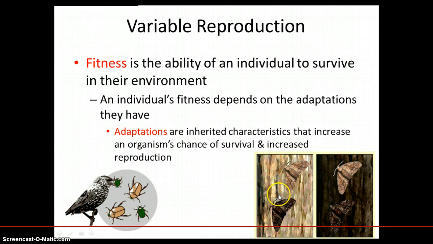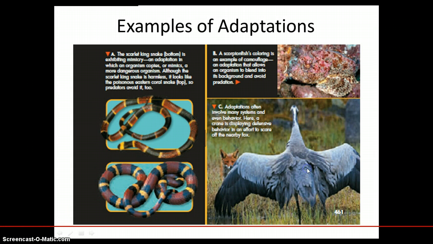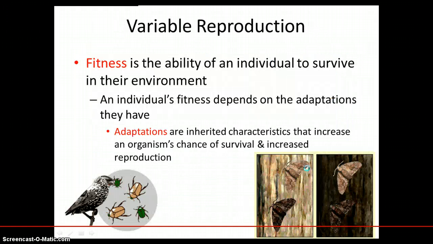But as you can imagine, the dark colored moths were very easy to see on the ash trees. And so the dark colored moths got eaten by birds while the light colored moths were able to survive. So in this particular environment, the white moths had a greater fitness because they were able to survive and they were also able to reproduce.